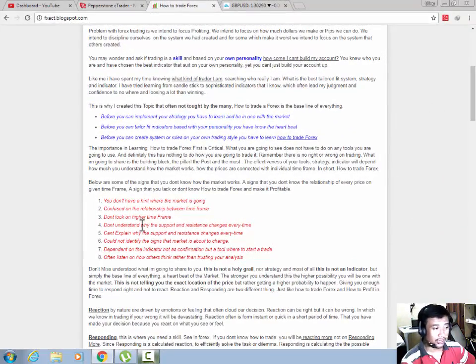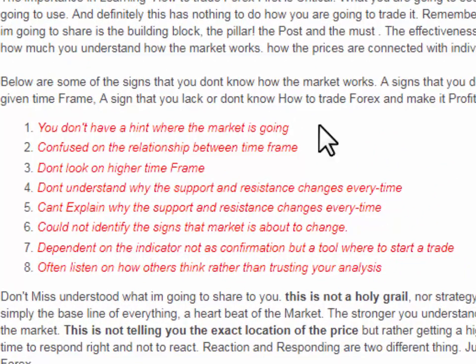If you are currently experiencing that you don't know where the market is going, you're confused about the relationship between time frames, or you don't know how to look at the higher time frame, or don't understand why the support and resistance are different every single hour, and if you are really dependent on indicators to make your trade, I guess you really have to watch this video.